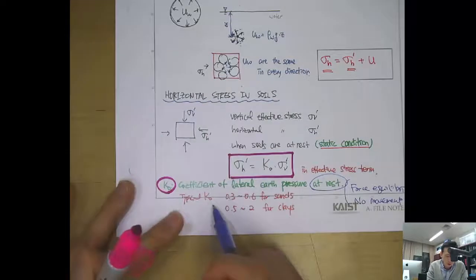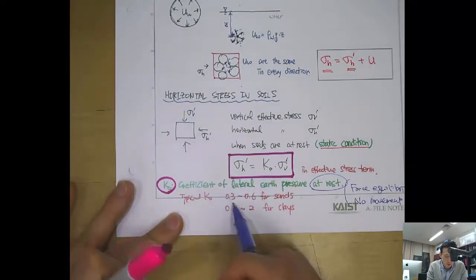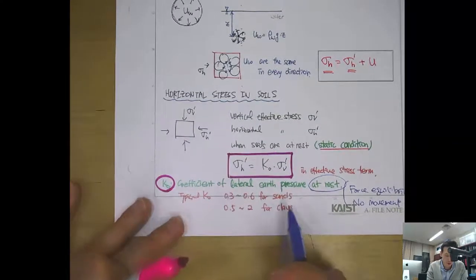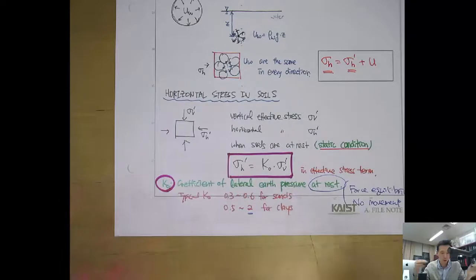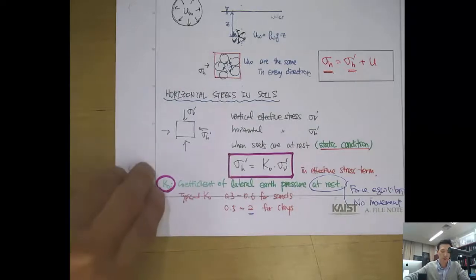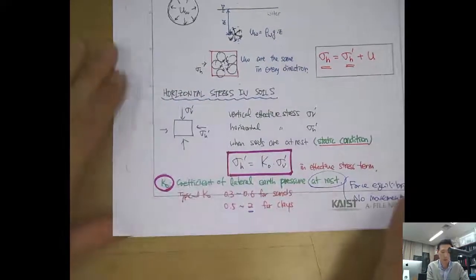And typically K naught ranges from 0.3 to 0.6 for sand, and for clay it can range from 0.5 to 2. So sometimes in clays the horizontal effective stress can be bigger than the vertical effective stress.